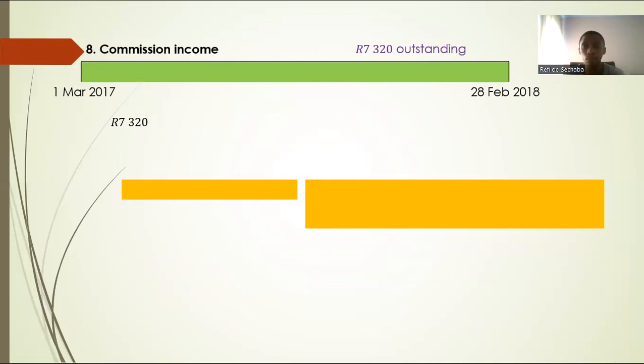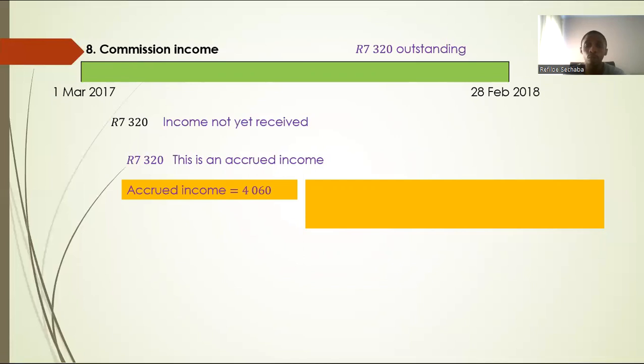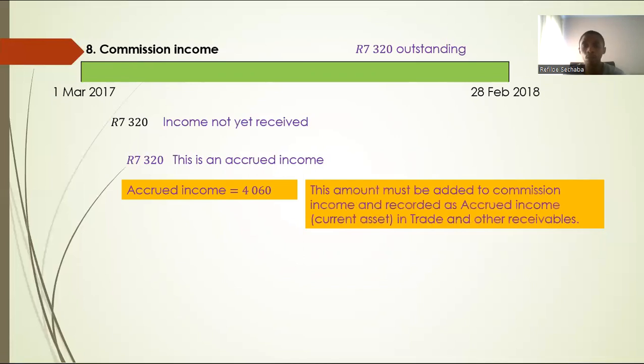7,320. We simply need to receive it. So because it's due to us, it's income, but it's accrued income, and it has not yet been received. Because it has not yet been received, we're going to record it as an asset. It's due to us. It needs to be paid to us, and we're going to add it to our accrued income. It's simply a current asset that will be recorded in trade and other receivables.